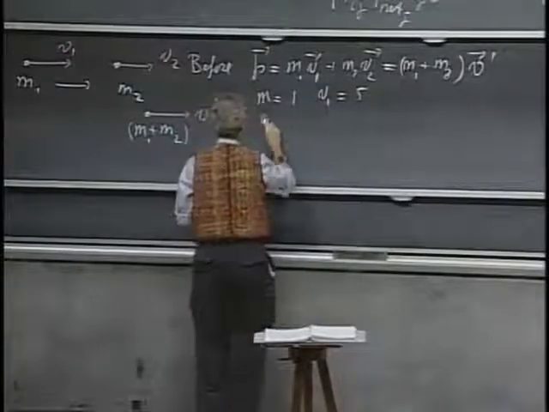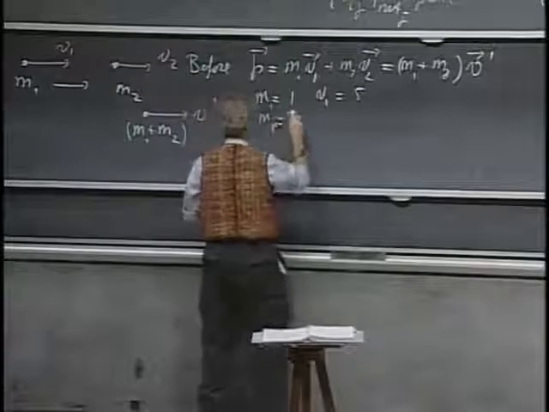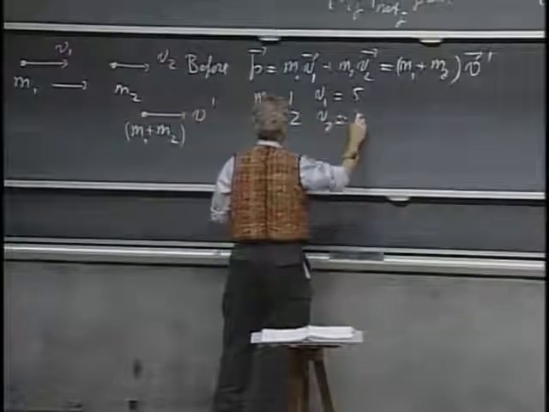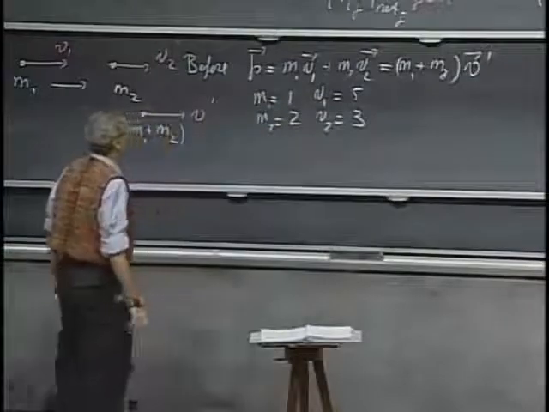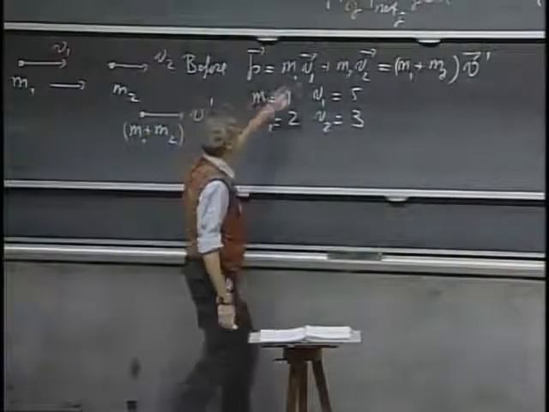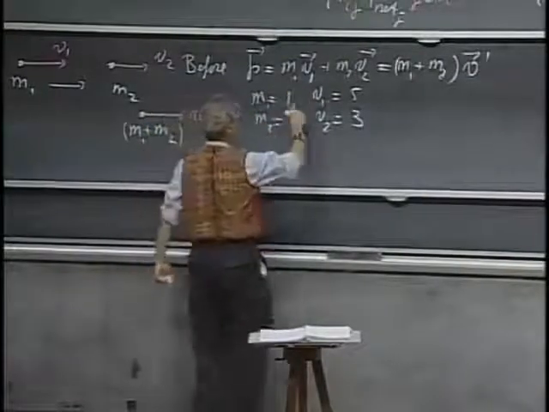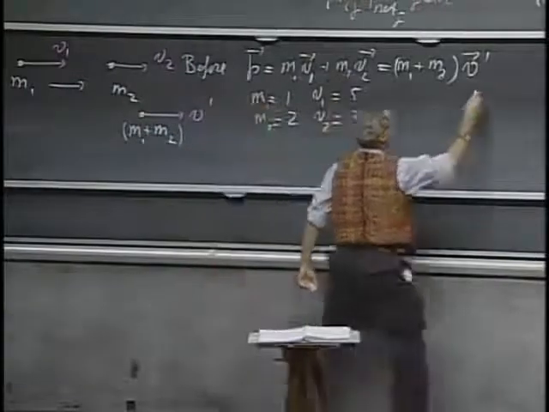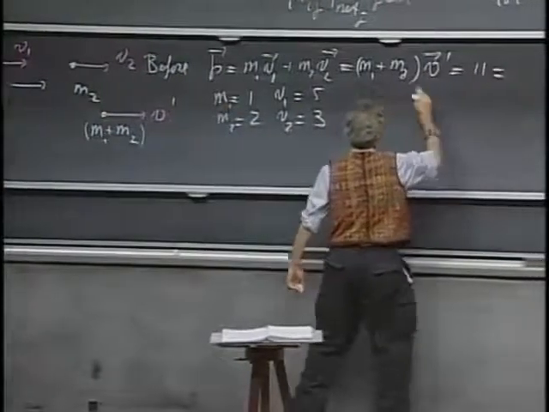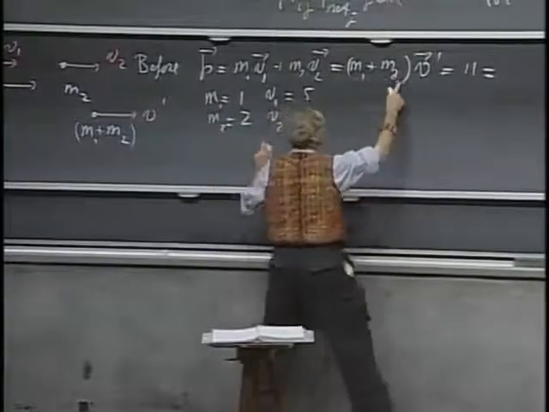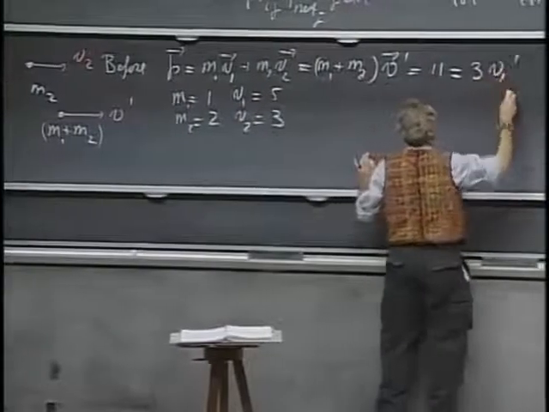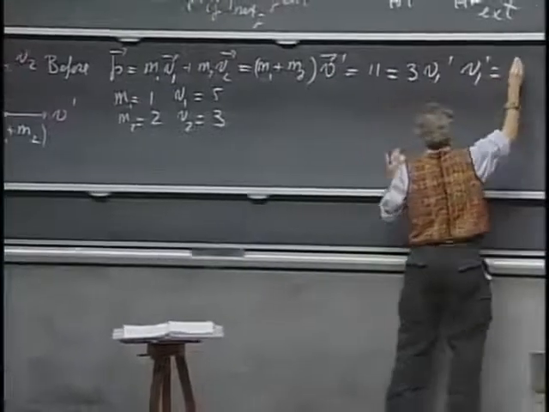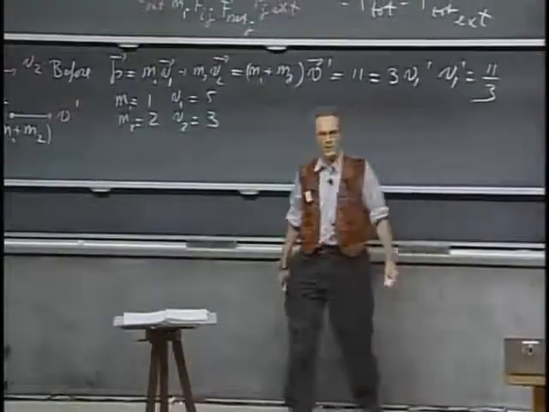per second. Let m2 be 2 kilograms, and let v2 be 3 meters per second. Then you see, since they're both in the same direction, momentum here is 5 plus 6, which is 11. So this is 11. And this is 1 plus 2, which is 3, so that is 3 times v prime. And so v prime is 11/3 meters per second. So the conservation of momentum tells you what the speed is after the collision.